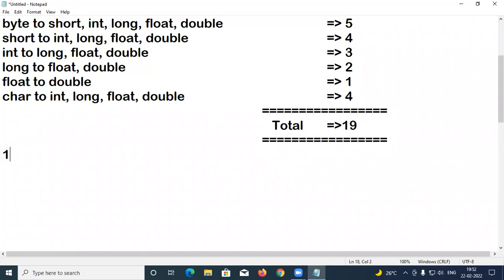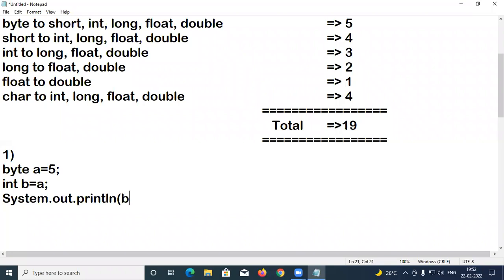See, first code snippet. Till now, even the welcome program I didn't explain, but you can learn it. You observe: byte A equal to 5. Int B equal to A. System dot out dot println B.